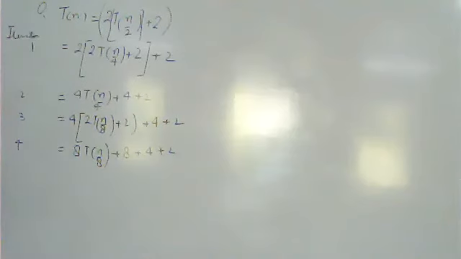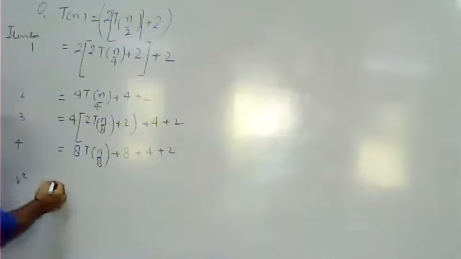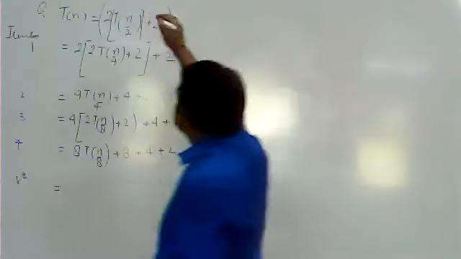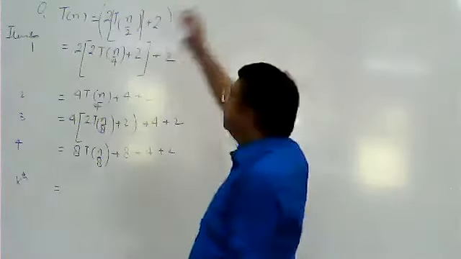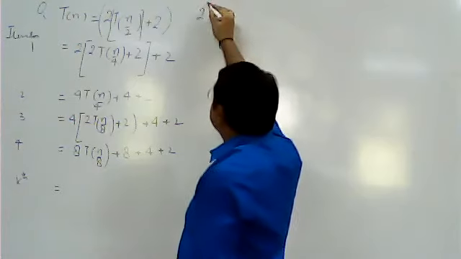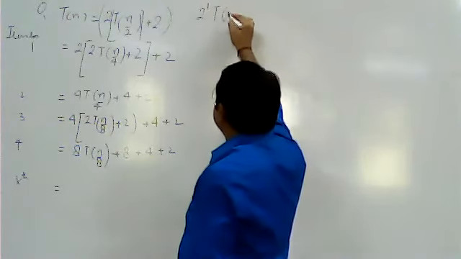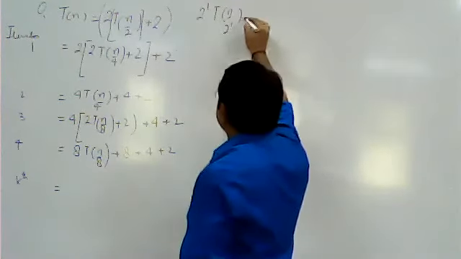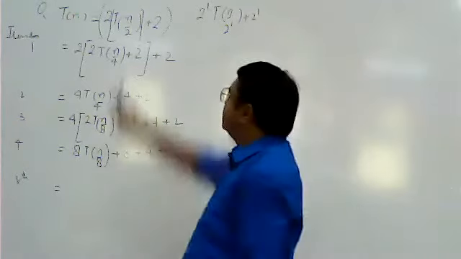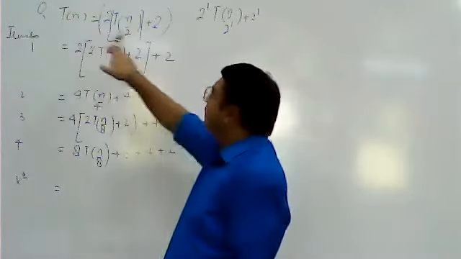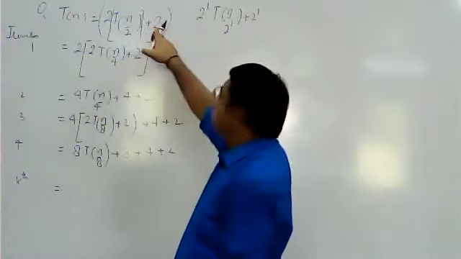Okay. Similarly for kth iteration. So if you see this carefully, see the first equation. First equation we can write as 2 to power 1 t n upon 2 to power 1 plus 2 to power 1. Is this clear? 2 to power 1 t n upon 2 to power 1 plus 2 to power 1.